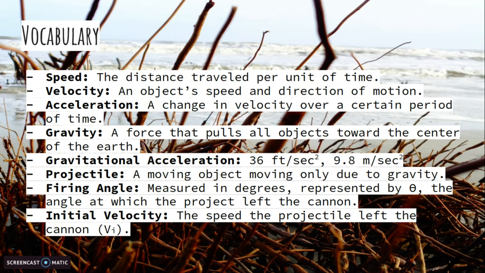Gravitational acceleration. What this is, is a constant. So a constant is something that's going to be equal. It's going to be this all the time. So this isn't something you're ever going to have to find because it's always equal to the same thing. It's always 36.